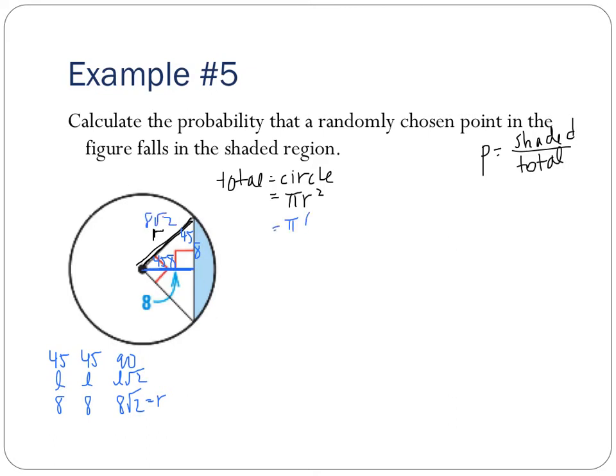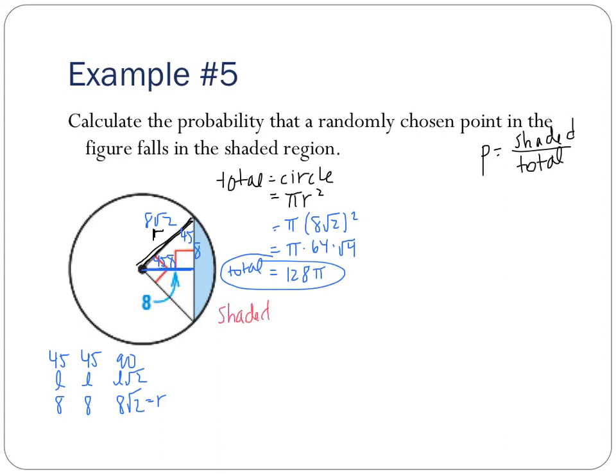So area of the circle is pi r squared, so it's going to be pi times 8 root 2 squared. 8 squared is 64. Root 2 squared is root 4, which is just 2. 2 multiplied by 64 is going to be 128, and then I keep the pi. So 128 pi is our total area. It's the circle. Now we need to find the shaded portion.